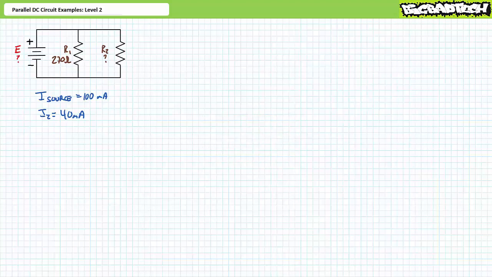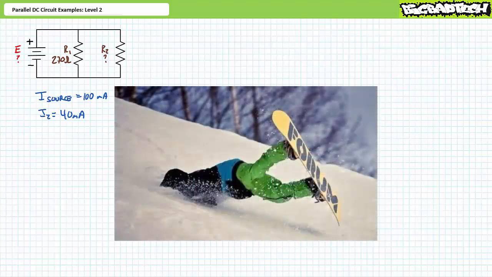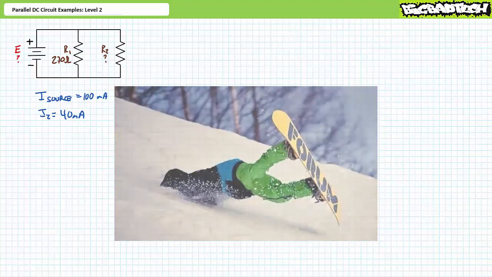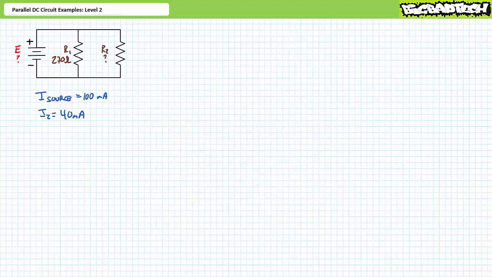You'll note the problems in the aforementioned Parallel DC Circuit Examples Level 1 lecture were total setups, so easy that even a snowboarder could do them. Not so in this lecture. These represent more complicated boss-level challenges and necessitate complete mastery of parallel DC circuit properties and a little creativity and thought on your part to achieve the desired results.